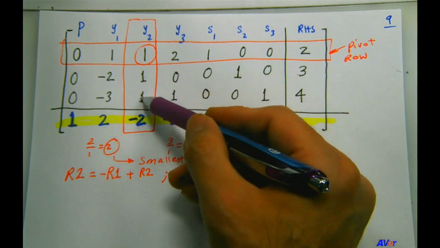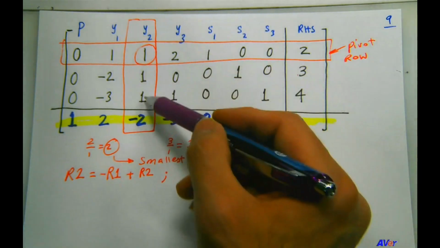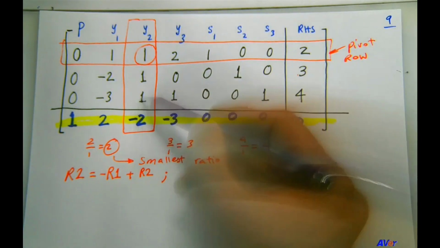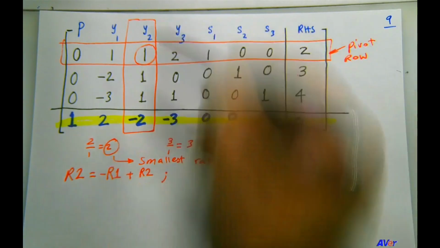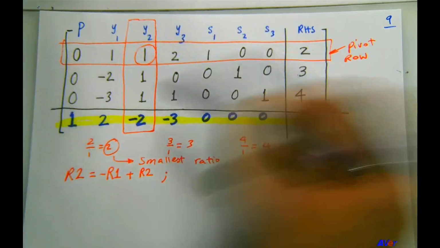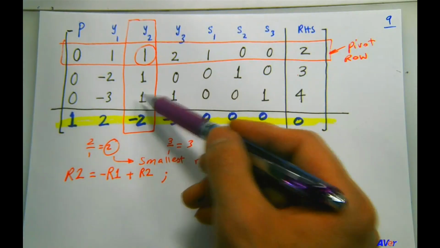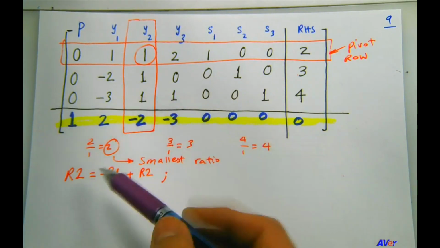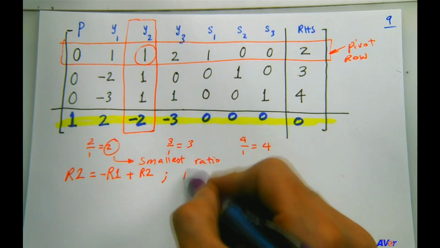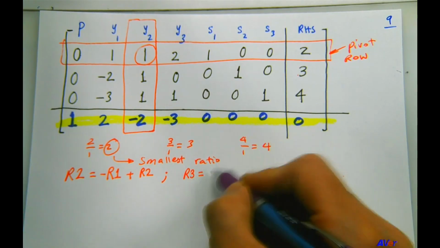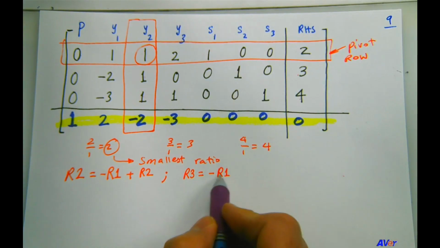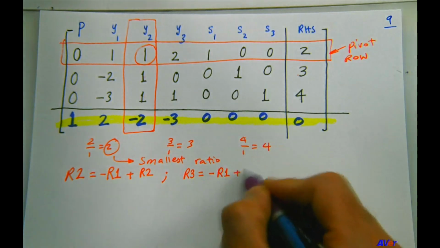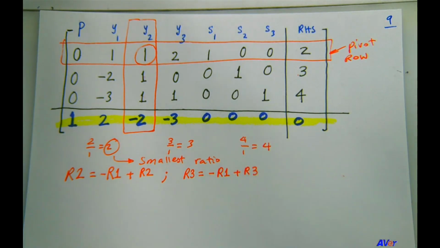How about this? The same thing. All we need is to add a negative 1 to this, and we're going to make it 0. Where's the negative 1 coming from? The same way. Minus 1 times row 1, this time plus row 3, because it's row 3 that we're changing. This one is in row 3. So row 3 is equal to minus 1 times row 1, which is the pivot row, plus the row we're changing, row 3.